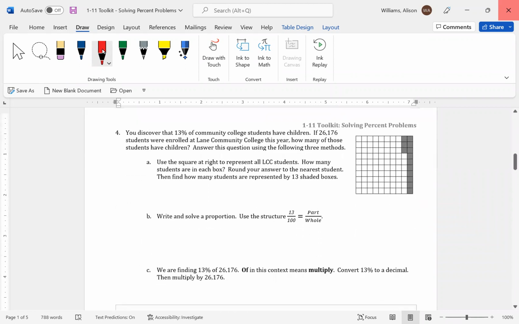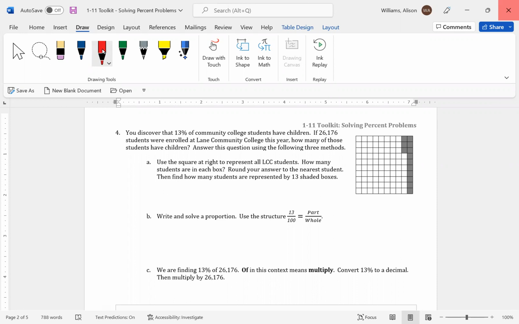This particular book has been adopted by Lane Community College, so you'll see Lane Community College referred to in the problems multiple times. That's fine. They said 13% of community college students have children. That's a general statistic. So if at Lane Community College there are 26,176 students, how many of them would we expect to have children?